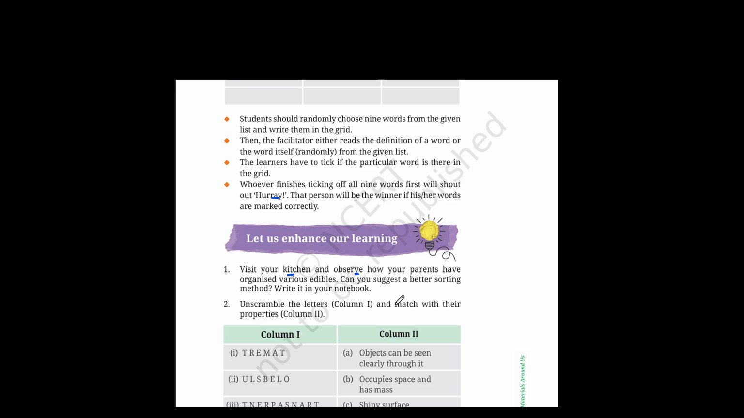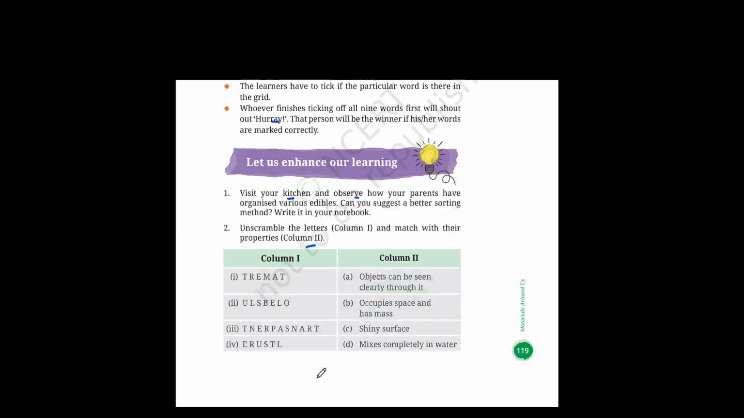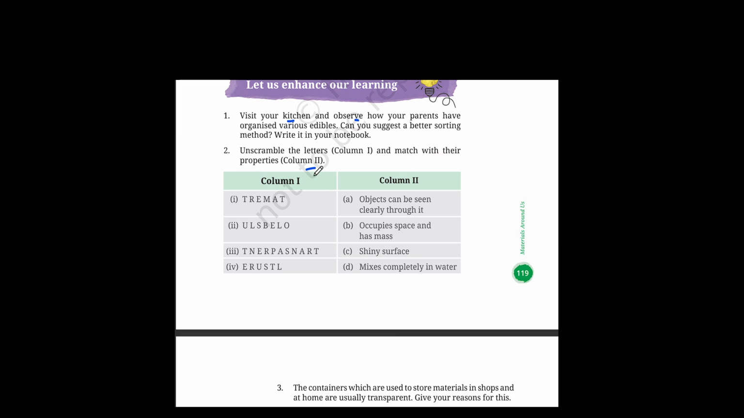Next question, unscramble the letters in column 1 and match with their properties in column 2. So letters are given unscrambled ones in column 1 and their properties are given in column 2. So we have to match them. So first one is, if you see it carefully, what is it? It is matter, right? So matter.